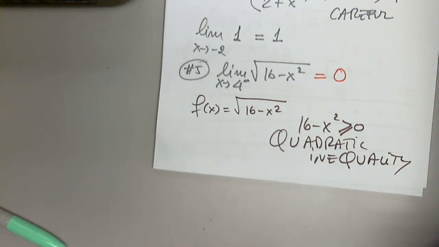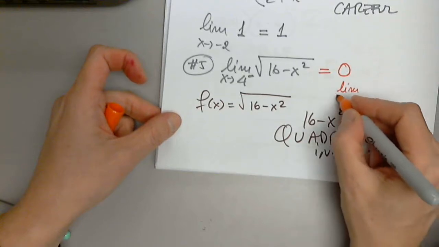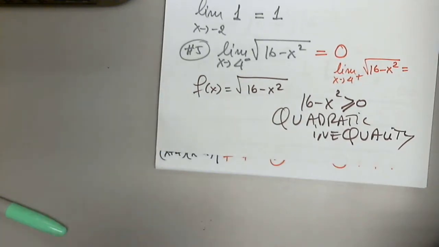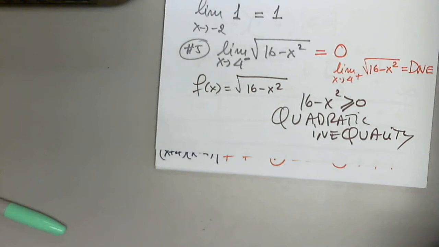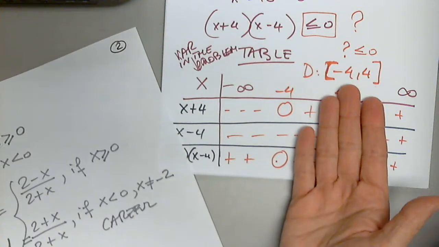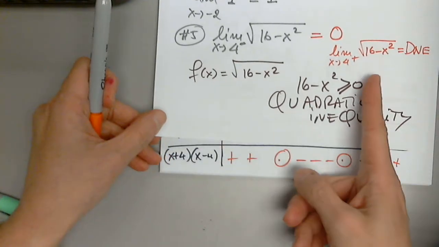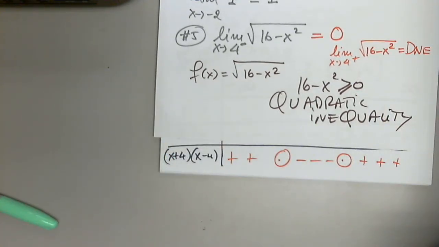What if I ask this question now? Find the limit as x approaches 4 from the right of the square root of 16 minus x squared. What would you say? DNE. The function doesn't even exist to the right-hand side of 4. We determine that by finding its domain. On the right-hand side of 4, the function does not exist. So now what if I ask, find the limit as x approaches 4 from either side? Of course, one of them is 0, the other one does not exist. From either side is DNE.